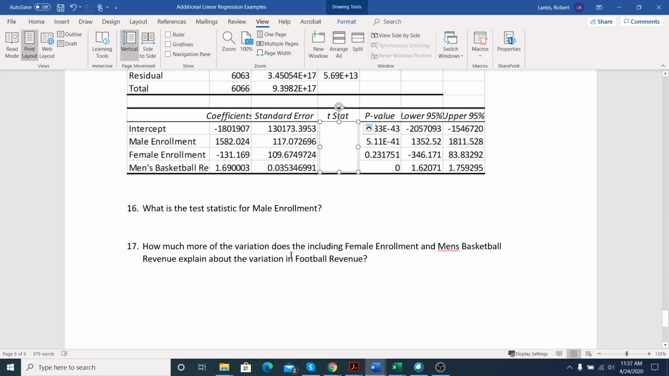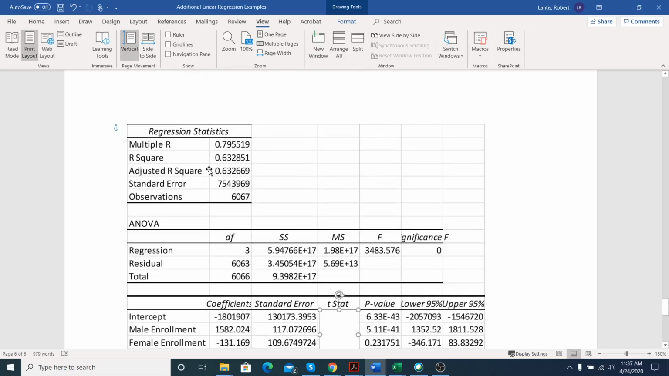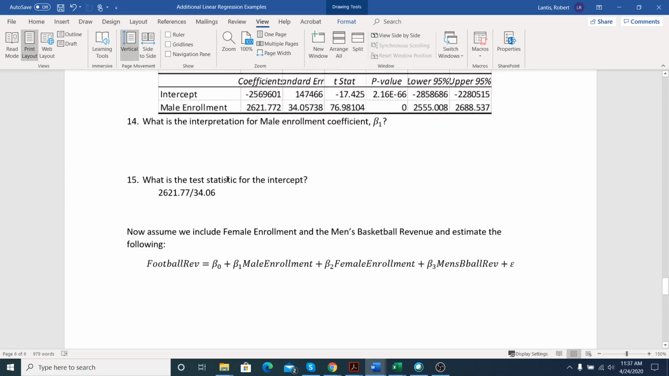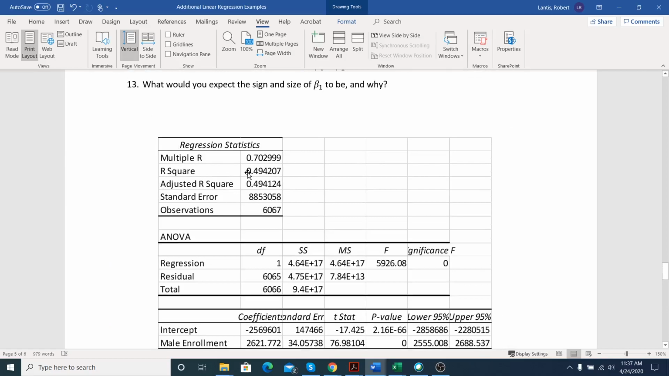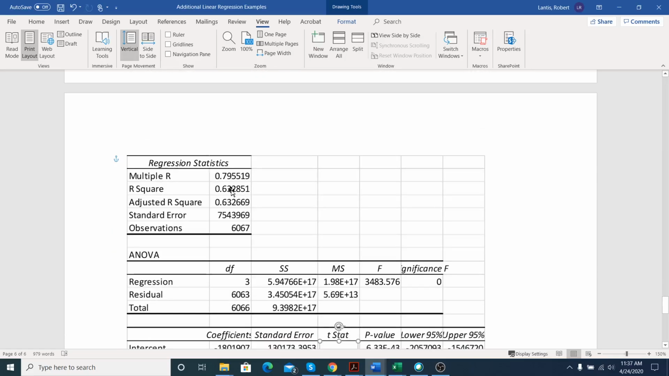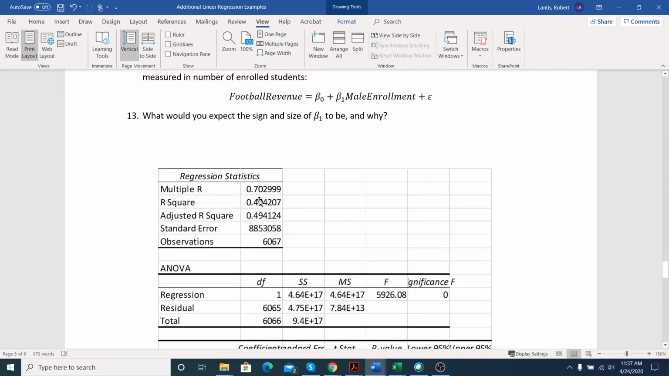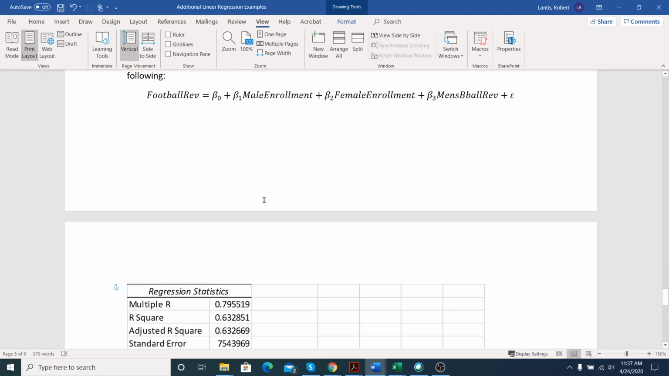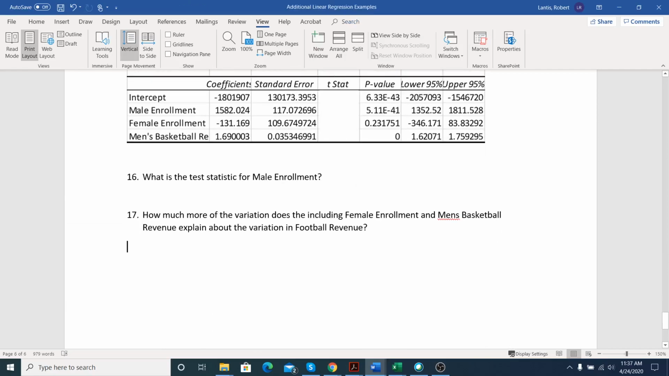So how much more variation does including female enrollment and men's basketball revenue explain about the variation in football revenue? Well, if we looked at the R squared here, it's 63%. The R squared here was 0.49 or 49%. So how much more does it explain? Well, if the new model with the additional control variables explains 63%, and the old model only explained 49, I would just take the difference between those two, which 63 minus 49 is 14. Right? So how much more variation? 14% more. Right?